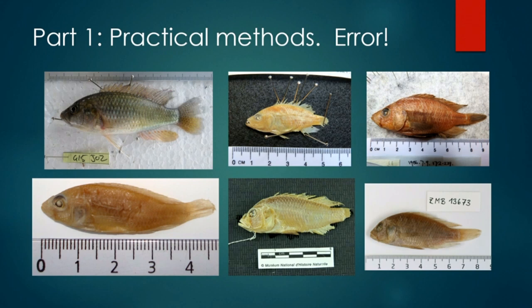So why do I keep going on about error? The reason it's so important to use the same camera for every photograph is because the camera lens distorts the images, and the level of distortion depends on the lens, camera, and then other variables such as the zoom and distance between the specimen and the lens.